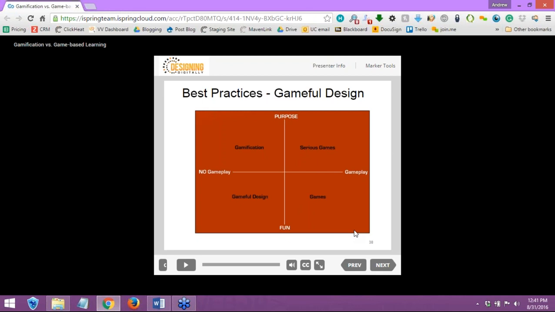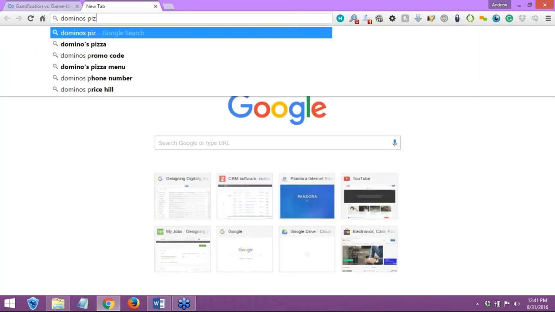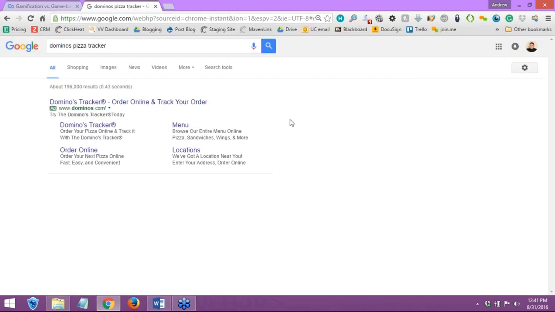But the Pizza Tracker, from a gameful design standpoint, if you guys can see my Domino's Pizza Tracker, let me see if I can show you just an image real quick.